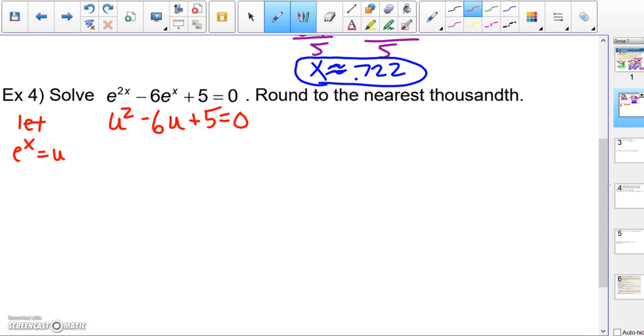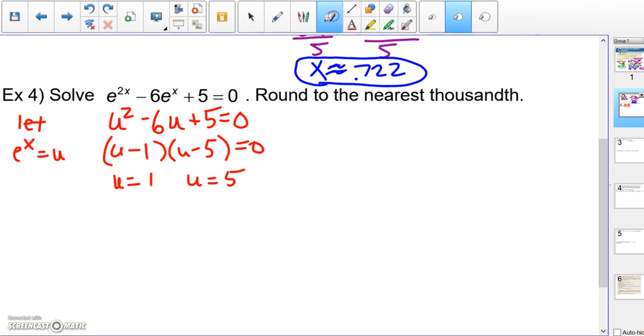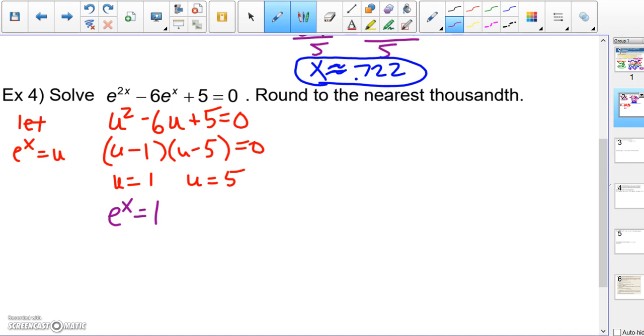So this is just going to be something we'd factor the way we always factor. We need two numbers to multiply to 5 and add up to negative 6. That's minus 1 and minus 5. So those u solutions, u equals 1 and u equals 5. But let's go back and reverse our substitution again. u was equal to e to the x. So e to the x equals 1, or e to the x equals 5.